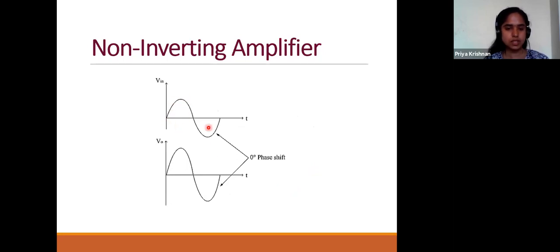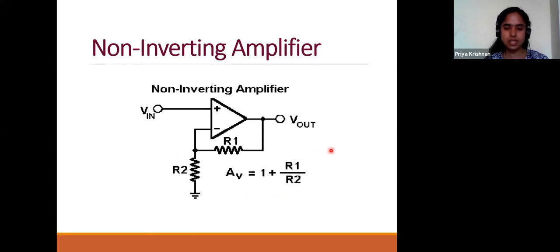So this is my input signal and this is my amplified output signal. Even if my input is 1, my output will definitely be 2. Why? Because of this expression. My output will definitely be 2. I hope you all can follow.